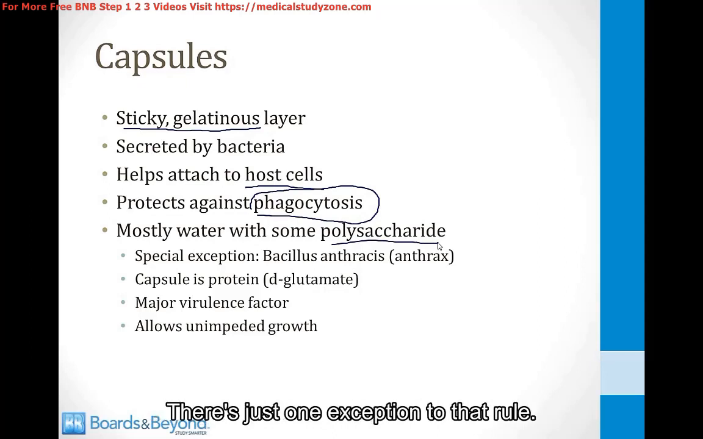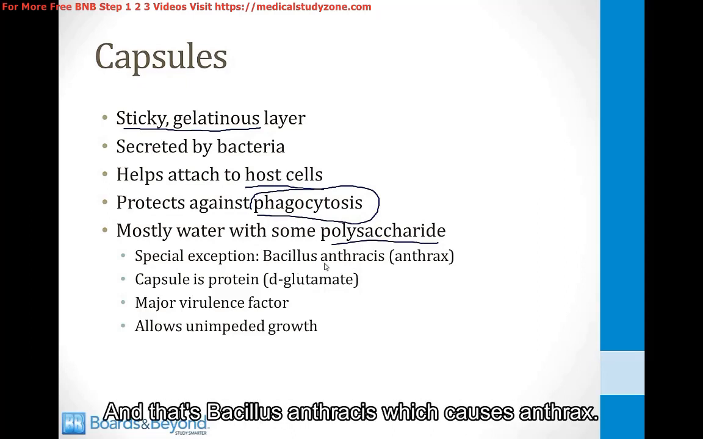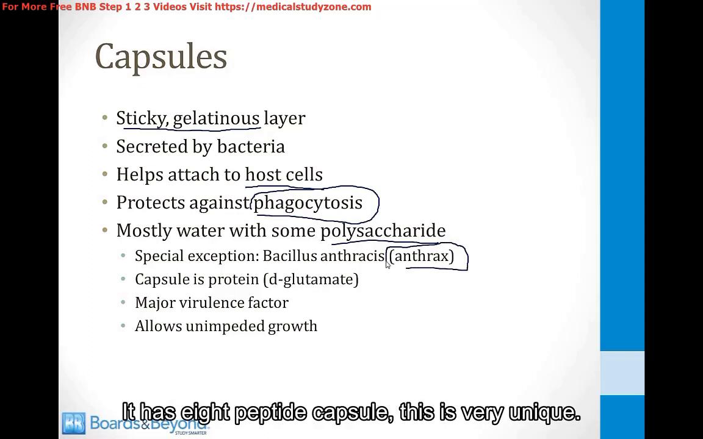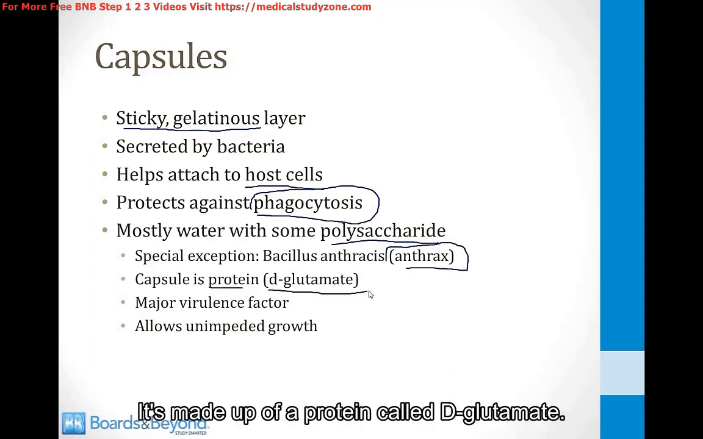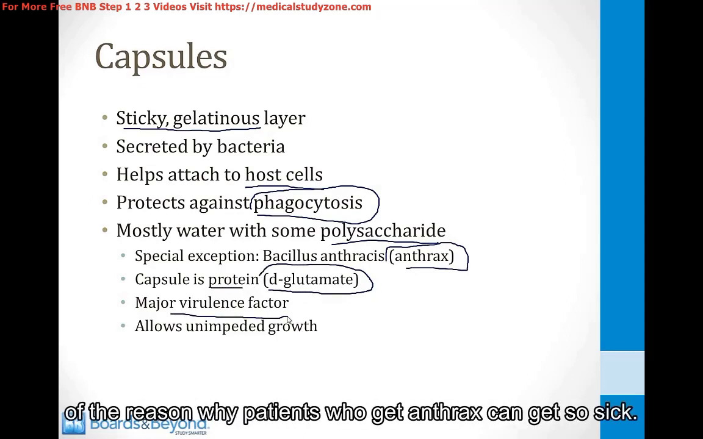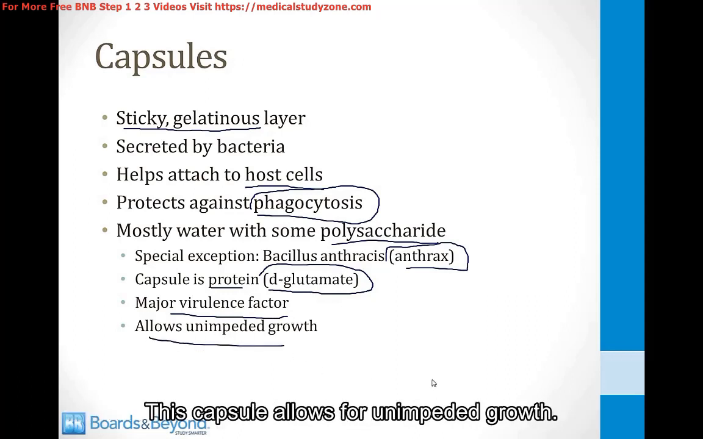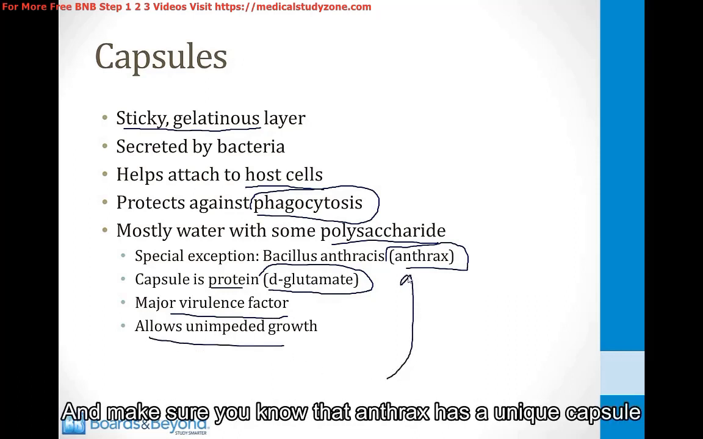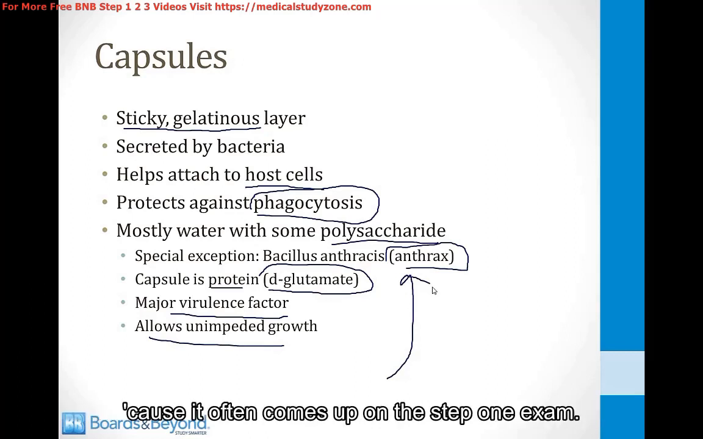There's just one exception to that rule, and that's Bacillus anthracis, which causes anthrax. It has a peptide capsule. This is very unique. It's made up of a protein called D-glutamate, and this is a major virulence factor, and it's part of the reason why patients who get anthrax can get so sick. This capsule allows for unimpeded growth. And make sure you know that anthrax has a unique capsule because it often comes up on the step 1 exam.